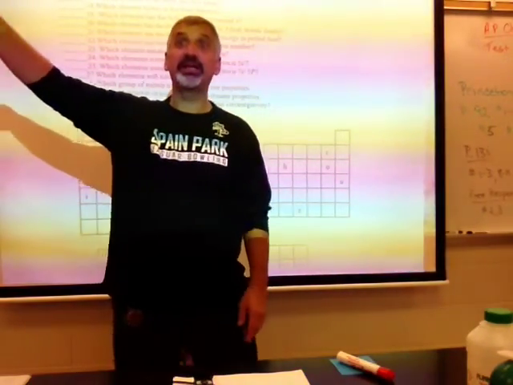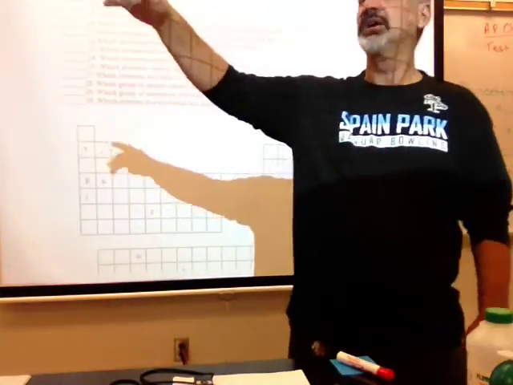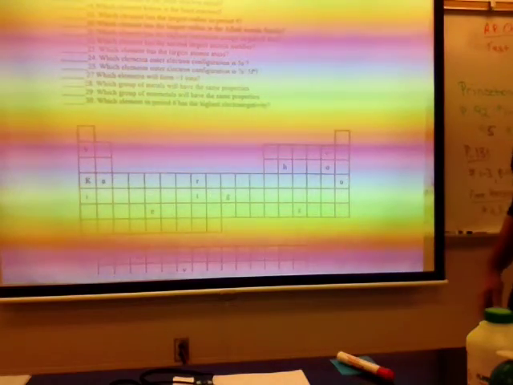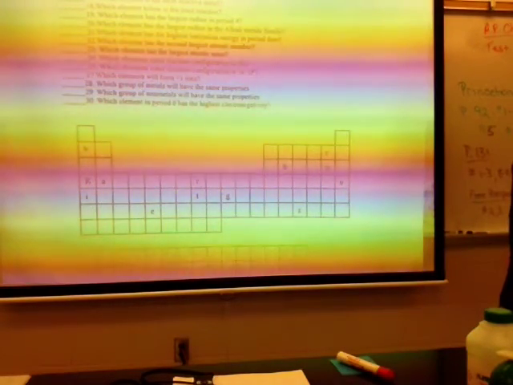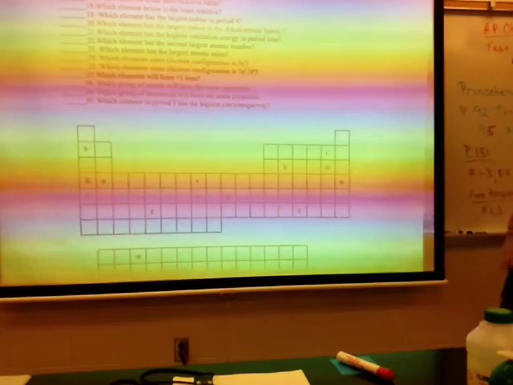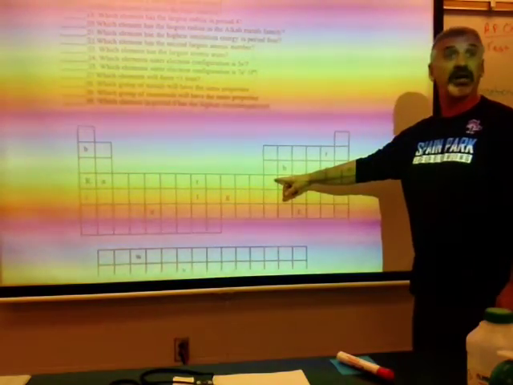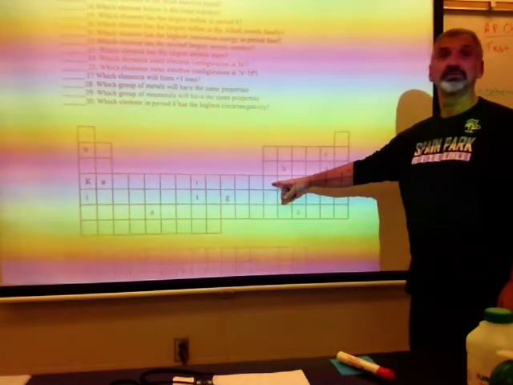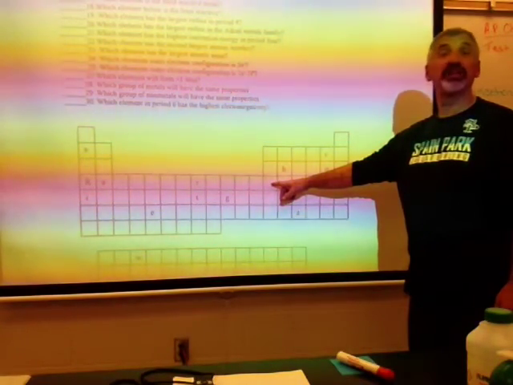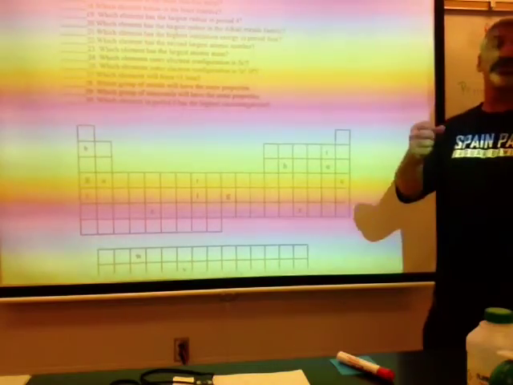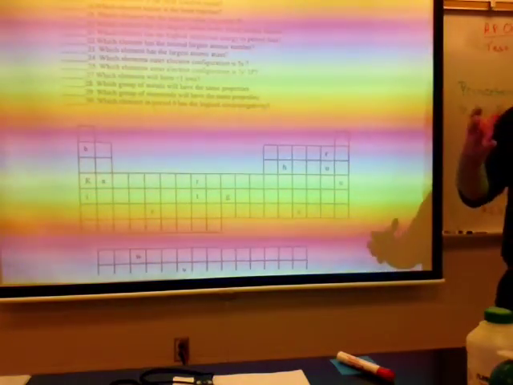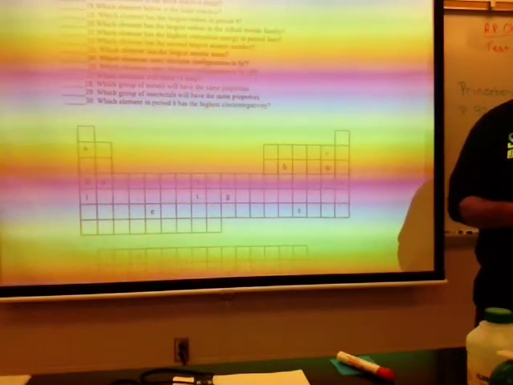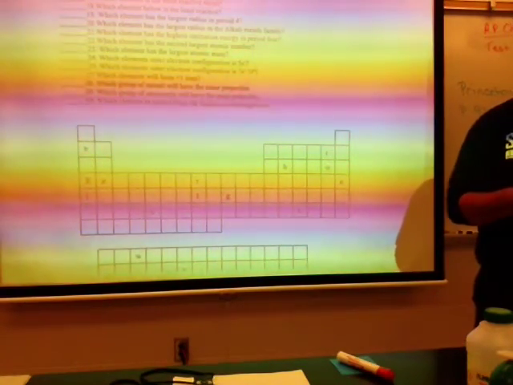Now, we got to stay on the right-hand side of the zigzag line, but we're not going to ask those questions. Yes, sir. It wouldn't be the least reactive. The least reactive one's going to be higher up, more like gallium. Even aluminum. Aluminum's not super reactive. That's why it's a good metal. When you're cooking in it, it doesn't react with the food because it's not a very reactive metal. It doesn't oxidize much. Okay?